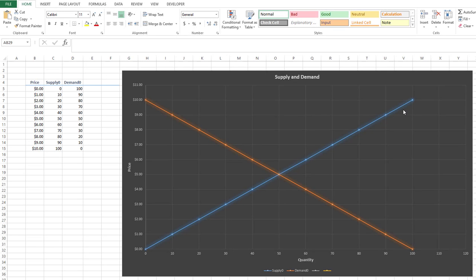Hey everyone, today I'm going to talk about the supply curve and why it might shift, and then we'll see how we might graph a shifted curve. So first, let's talk about what the supply curve is. The supply curve is right here in blue.